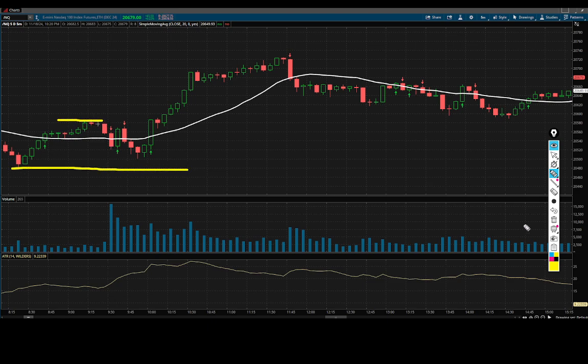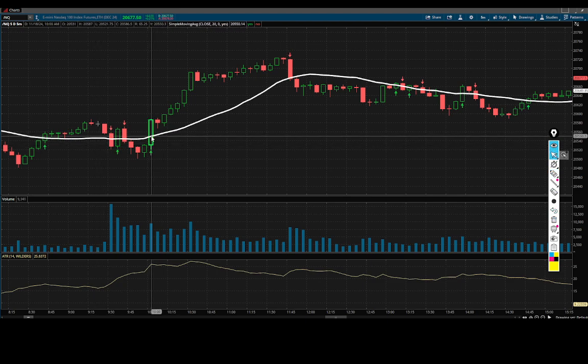Here's your high. Here's your low. That's kind of a funny low. Here's your low. Here's your high. But notice this candle. This candle happens to close at 10 a.m., right here at the 30-minute opening range as well. And then it confirms.